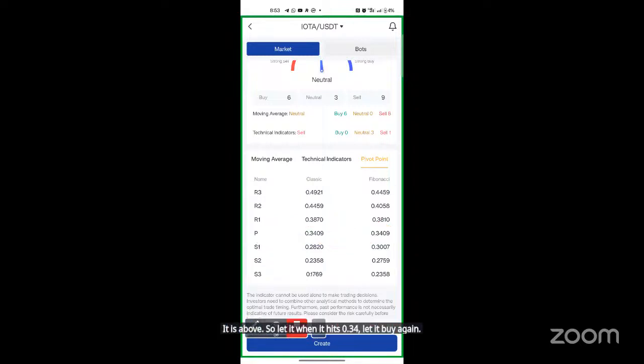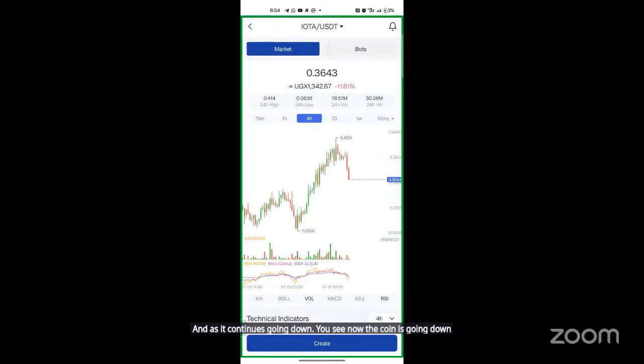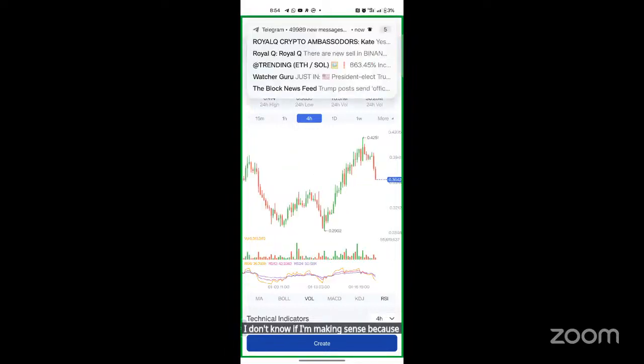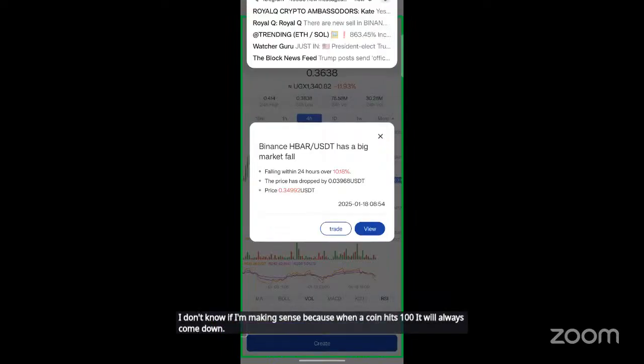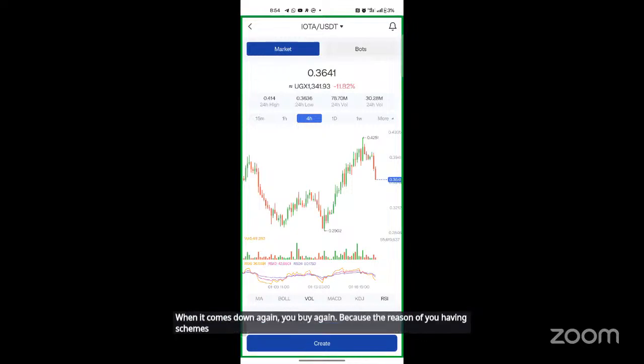And as it continues going down, you see now the coin is going down. I don't know if I'm making sense, because when a coin hits 100%, it will always come down. Now people are selling off. Don't be loyal. When it comes down again, you buy again. Hold. Your skills should not die on wasted water.